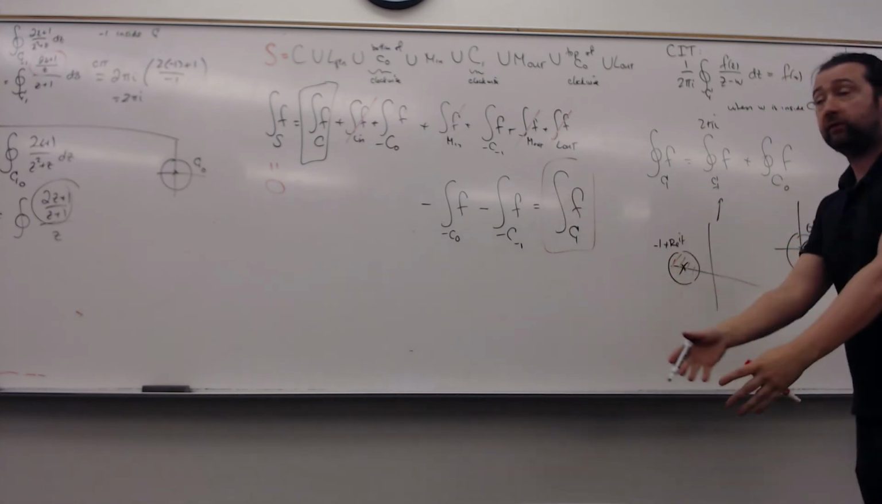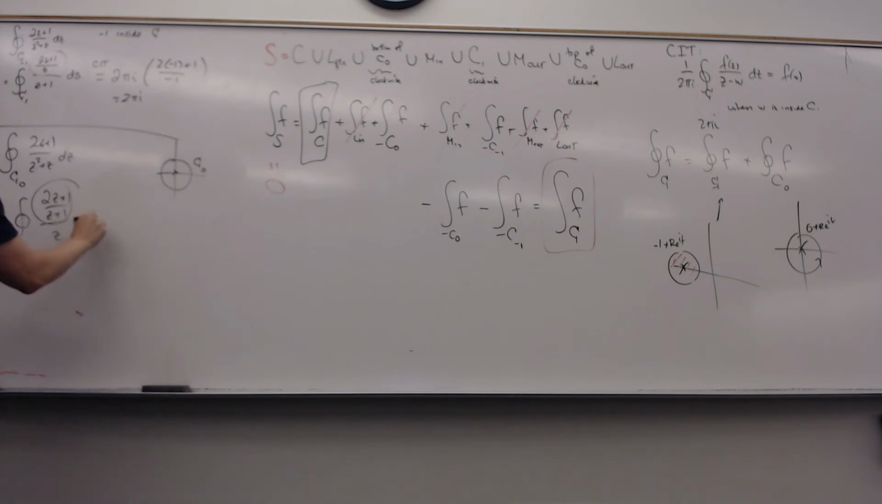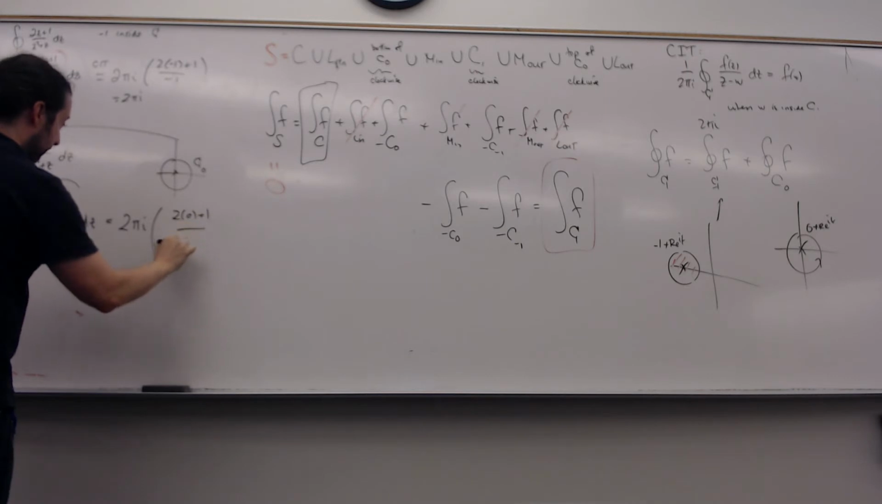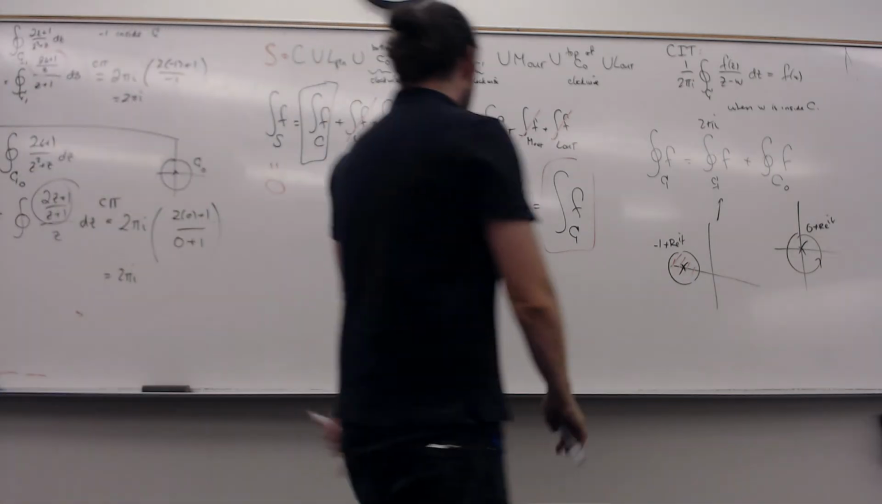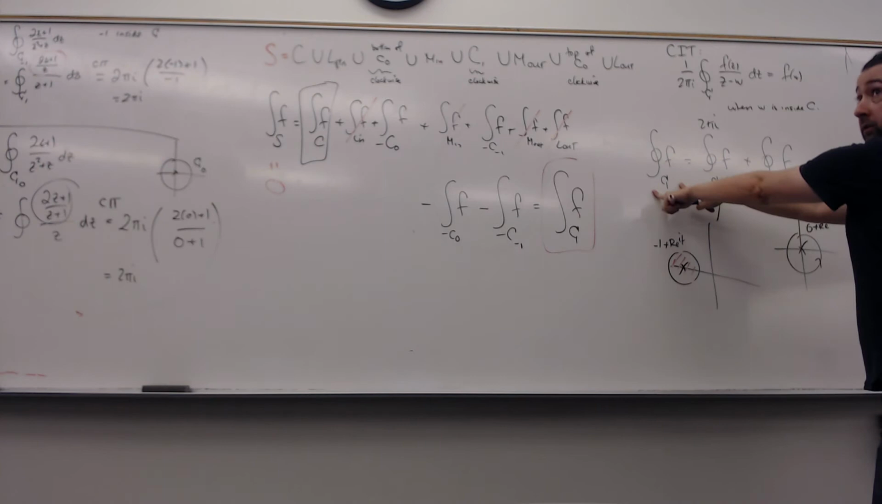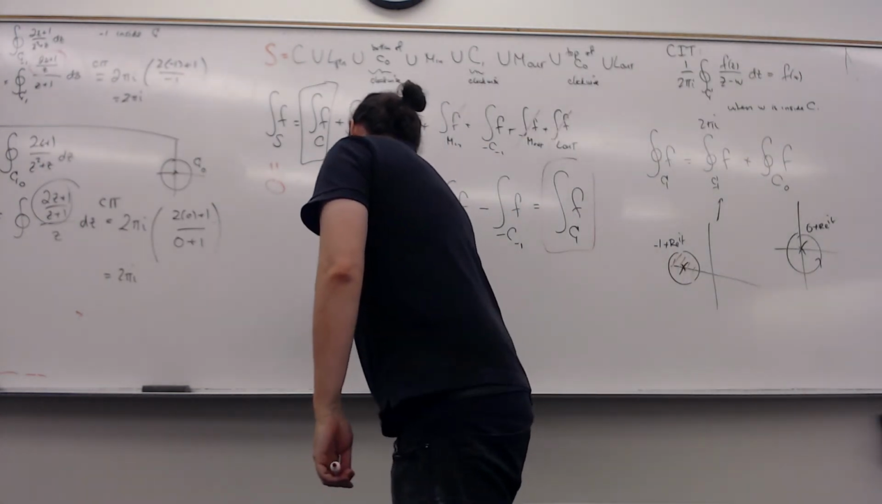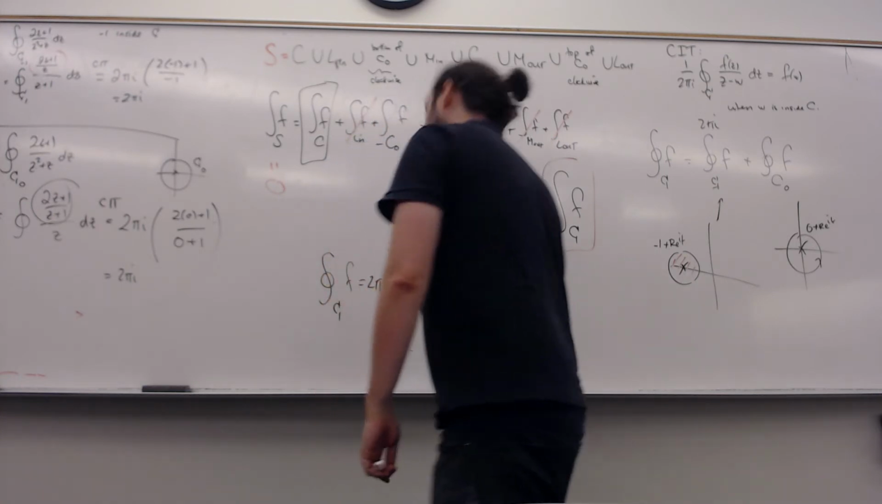And 0 is on the inside of the circle, so I can invoke the Cauchy integral theorem to say that this is equal to 2πi times (2·0 + 1)/(0 + 1), which is also 2πi. So this is also by the Cauchy integral theorem. And the conclusion is that the integral that we were interested in, the integral of f around c, is equal to 2πi + 2πi, which is 4πi.